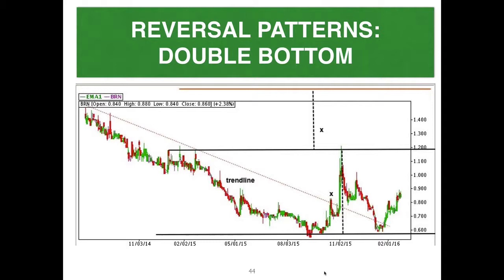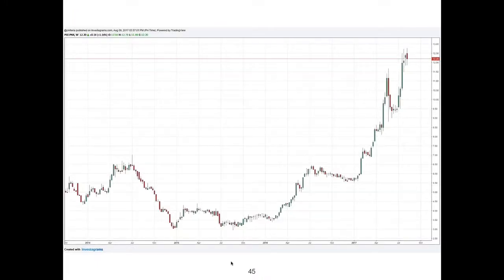Now the next reversal pattern is the double bottom. There are two lows near the same area. The breakout point is above the previous high. Now here's the chart of PNX. Here's the first bottom and the second bottom. This was the top of the range and the bottom of the range. The resistance is the top of the range. So once price broke above that range, PNX made strong moves upward.